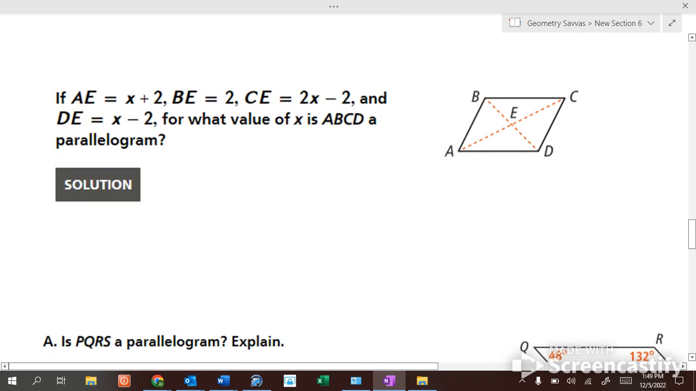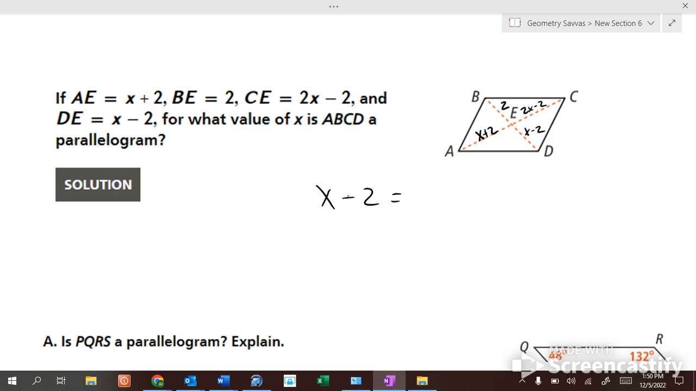So these are what? What are AC and BD called? Diagonals. So AE is x plus 2, BE is 2, CE is 2x minus 2, and DE is x minus 2. So, what do you set equal to each other? Well, I would set the easiest ones equal to each other. I would set DE equal to BE. x minus 2 equal to 2.